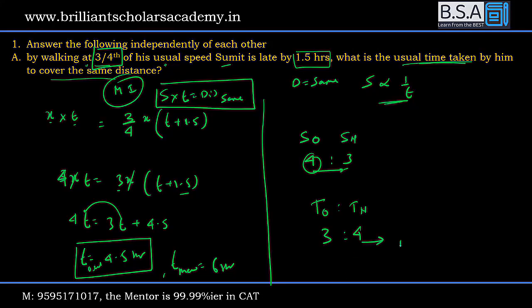What is the gap here? The gap is 1. What is the real gap? The real gap is 1.5 hours. What was the delay between the two times? 3 becomes 4. So extra looks like 1, but the delay is 1.5. So this is called the multiplying factor. So multiply 1.5 here. The old time is 4.5 hours and the new time is 6 hours.